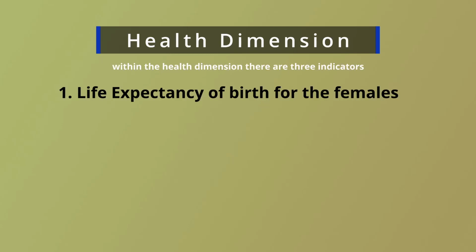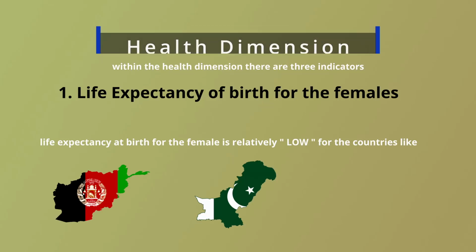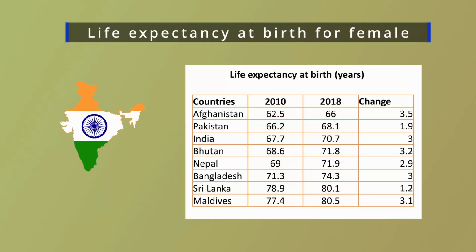Now we discuss the status of the women empowerment in respect of the different indicators. We have considered 7 indicators. Therefore, for each of the indicators, our task is to understand the relative status of the women empowerment across different countries. First of all, we consider the health dimension, and within the health dimension, there are 3 indicators. The first indicator is life expectancy at birth for the females. In respect of the life expectancy at birth for the female, the value is relatively higher for the countries like Maldives, Sri Lanka, Bangladesh, Nepal, and it is relatively low for the countries like Afghanistan, Pakistan, and India.